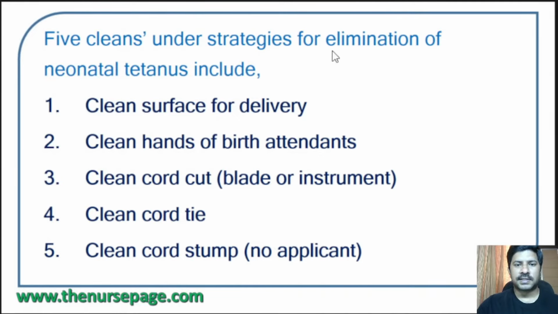The 5 cleans under strategies for elimination of neonatal tetanus include clean surface for delivery, clean hands of birth attendants, clean cord cut, that is with either a blade or instrument, clean cord tie, and the fifth one, clean cord stump. That is, no need for applying any ointment or anything. So we should keep the cord stump clean and dry.